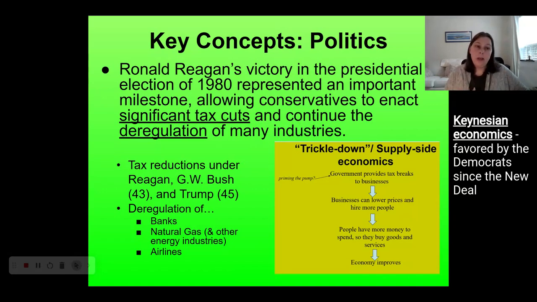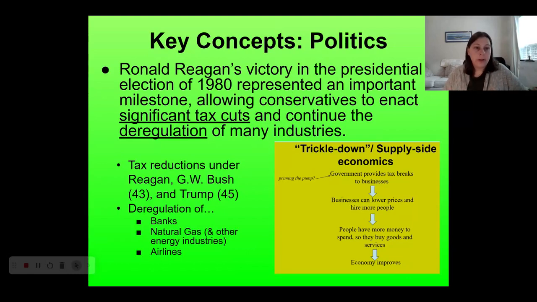Here under Reagan, the Republican Party is going to propose their answer, in many ways the opposite or an inverse of Keynesian or pump priming economics. The term for this style of economics associated with neoconservatives is supply side economics, the formal name, or trickle down economics, the nickname. It starts out as a critique and then gets embraced by a lot of people in the Republican Party.